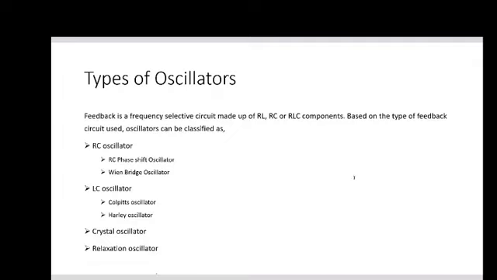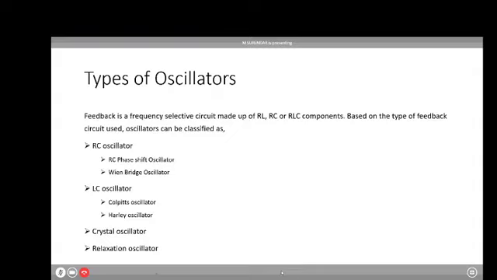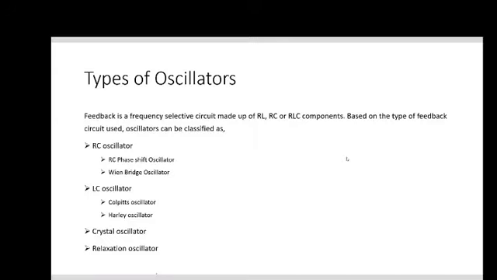Relaxation oscillator, we have. I was about to discuss the UJT oscillator at that time. That is actually the relaxation oscillator. We will discuss that later. Right now we will be discussing only the RC oscillator. RC means resistor capacitor oscillator. The feedback network will consist of only the resistor and the capacitor elements. This RC oscillator is classified into two types: RC phase shift oscillator and Wien bridge oscillator.